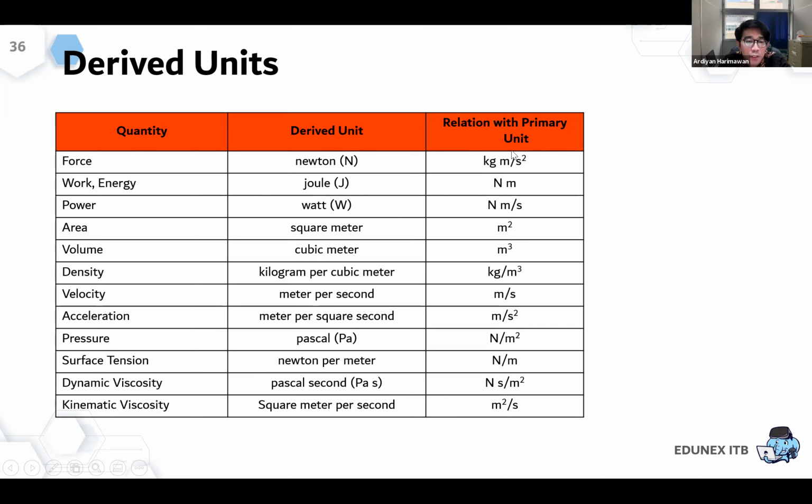Newton will be equal to this one, etc. So you need to start to familiarize, and you need to start to memorize, at least for this table, because like force, energy, power, area, volume, density, etc. We will be dealing with these quantities quite a lot. Okay, any question?